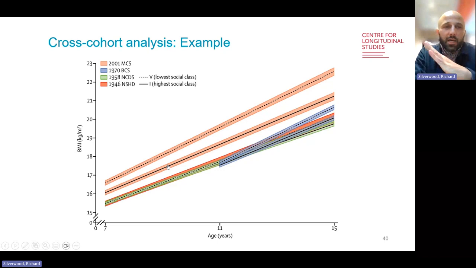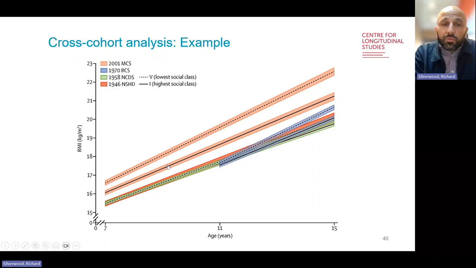So looking at a single line, so within a cohort and within a social class group, we can see whether BMI tends to change over age. If we compare the two different lines, so the dashed line and the solid line within one of the cohort studies, so two lines of the same colour, then we can look at one point in time cross-sectionally and say, at a given age, do we observe differences in BMI according to social class? And we can also compare the slopes of those two lines. So we can say that as these cohort members age, is this inequality, this social inequality in BMI increasing or decreasing?